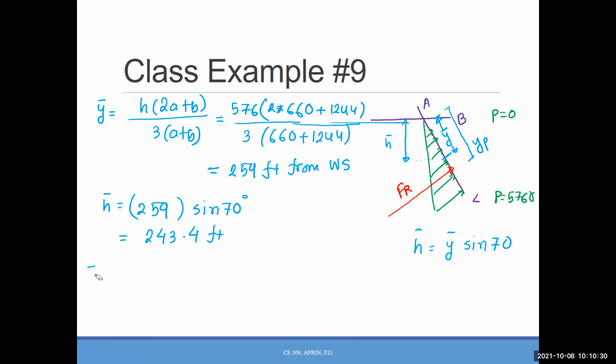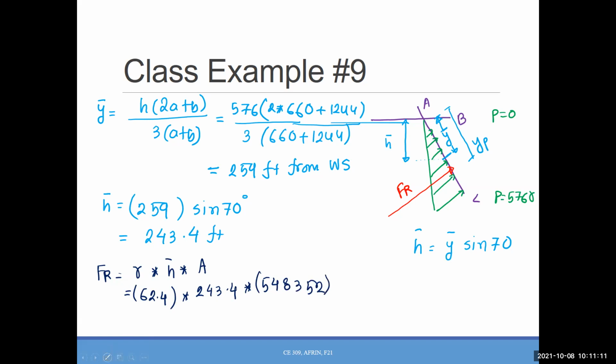Can you calculate the resultant force very quickly? Now you have everything, which is Fr equals gamma times H prime times A. Gamma is 62.4. H is 243.4. And area is what? A huge number, which is 5,483.52. So this one is Newton over meter cube.